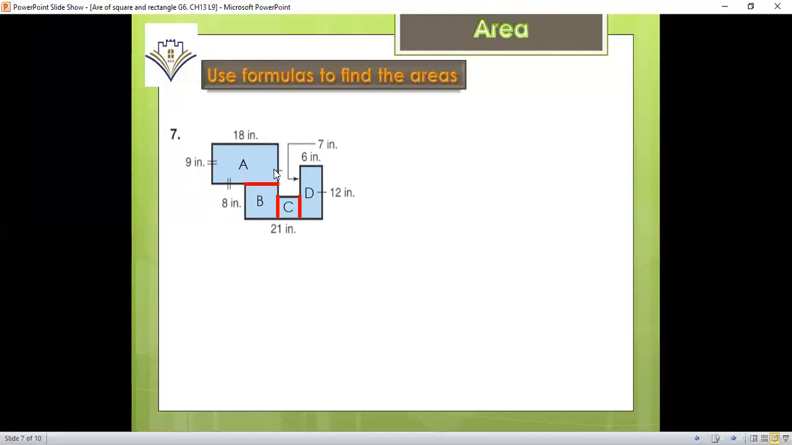Look, the first, A, is very easy because the length is 18 and the width is 9. Then the area of A equals 18 inches multiply 9 inches equals 162 square inches. That's very easy. Look at letter B, or the part B.